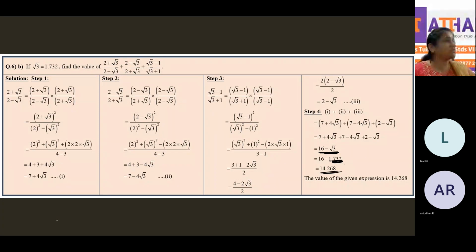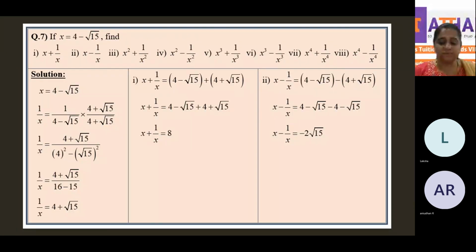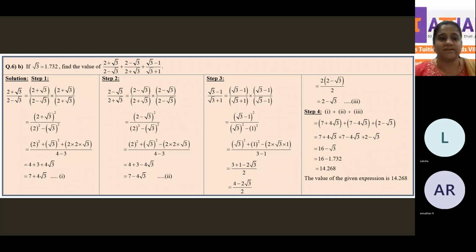Understand, children? I'll share this one also. That alternate answer I'll share, and then this one. All right. This will begin in the next class. All right. Yeah, very good.